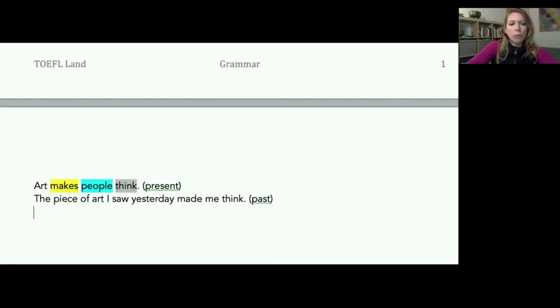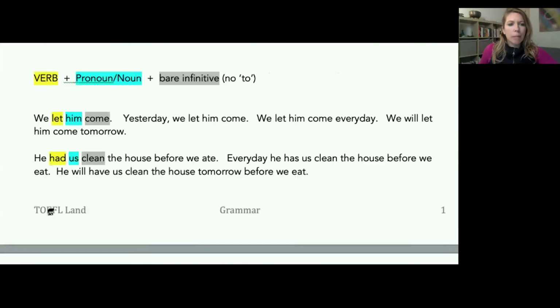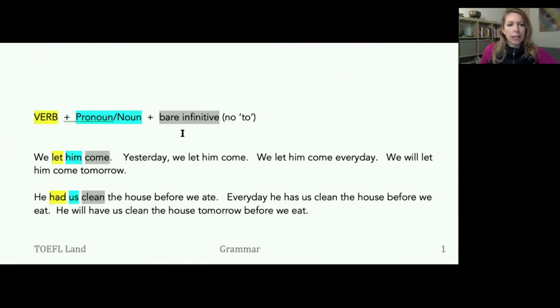And let's go into the future now. Art, maybe it's some specific art that's being produced right now. This art will make people think. And here is your future tense. Fantastic. Okay. So once again, the biggest thing to remember with this is that there is no "to" when you're using let, have, or make in the causative way.